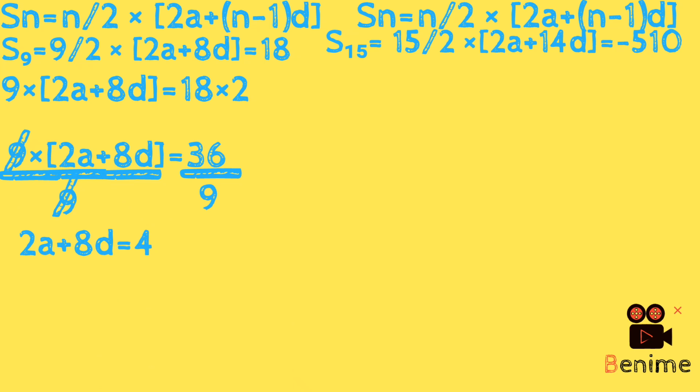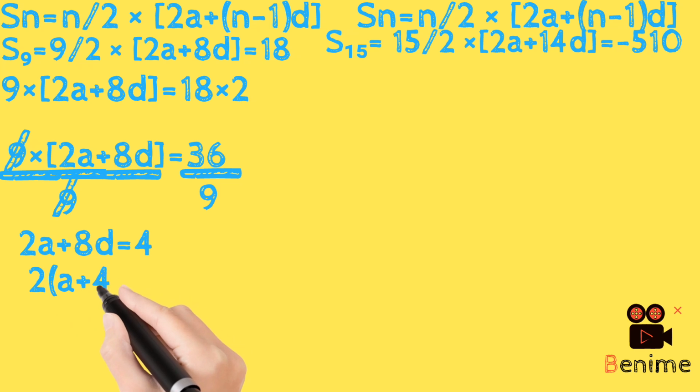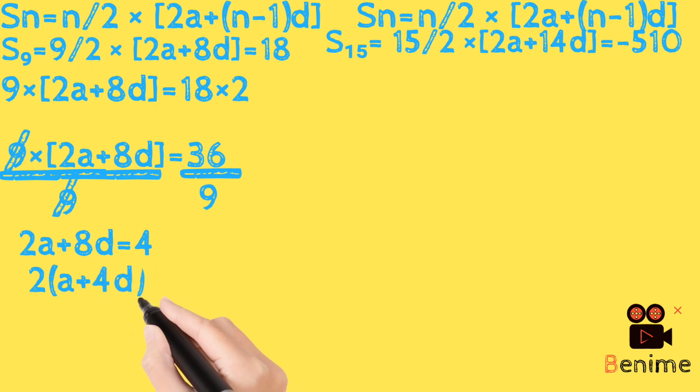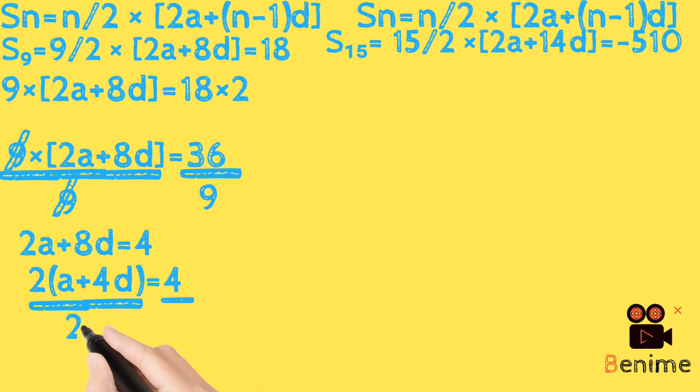Now, you can leave that, but I still want to simplify. It is easier to work with smaller numbers. I can factorize 2 out from the left hand side, meaning that 2 is common. If I bring out 2 from 2a, a is left. If I bring out 2 from 8d, that is dividing 8d by 2, you have 4d left. That's factorization. I'm bringing out 2 because 2 is a common factor. So when I bring out 2, I have 2 open bracket a plus 4d close bracket is equal to 4.